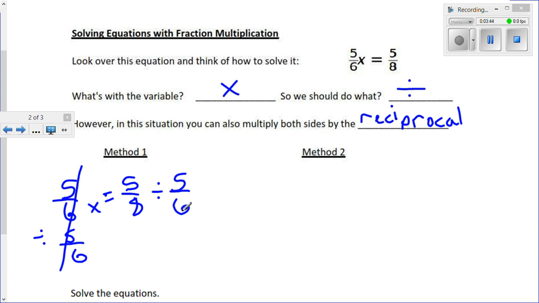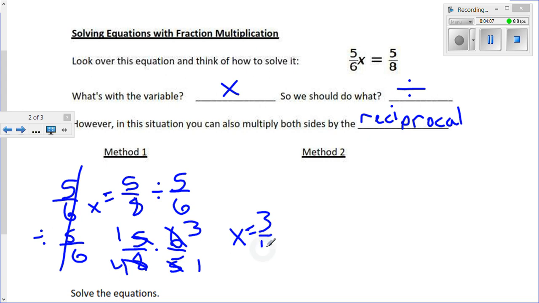Now when you divide the fractions, you do the reciprocal of the fraction on the right, and then you change it to multiplication. So 5/8 times 6/5. The 5's will cross-reduce to 1. The 6 and the 8 will cross-reduce by dividing by 2, and they become 3 and 4. So x equals 3/4.